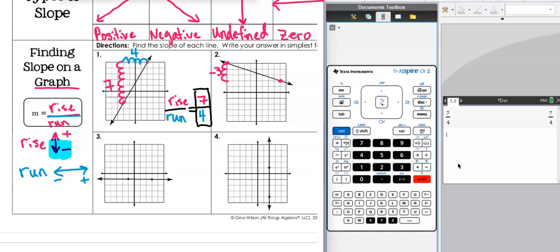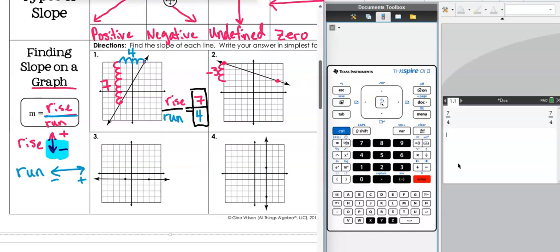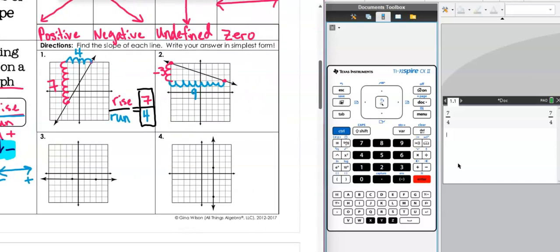Now I need to get my run. This is found by going left or right, but since the other point is on the right, that's the direction we'll go. Now we just count 1, 2, 3, 4, 5, 6, 7, 8, 9. And since I went to the right, that's the positive direction, so I don't really have to worry about our signs.